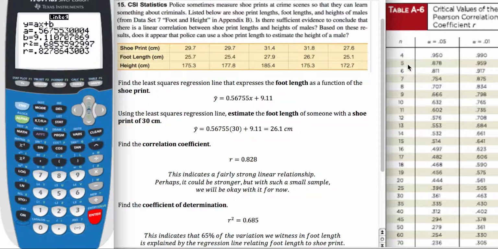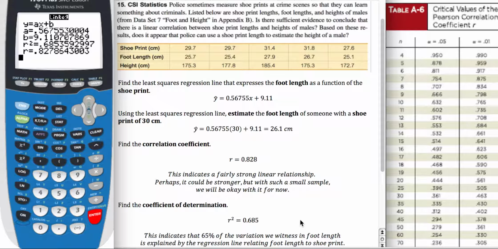In any case, for this small sample, I'm going to assume that this is a reasonably strong linear relationship, and I feel reasonably comfortable with the prediction that we've made. 30 centimeters is well within the range of the input values that we used to create our model. Also, if we note the coefficient of determination, this is the R squared value, 0.685. This indicates that 65% of the variation that we witness in the foot length is explained by the regression line. There are other things that may affect the foot length, but the information that we gain from the shoe print length does account for much of the variation.